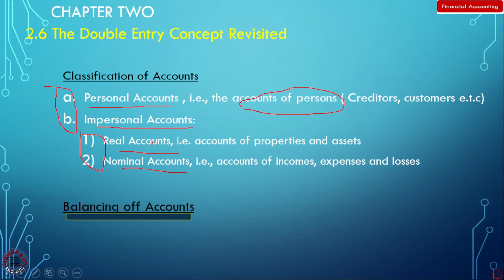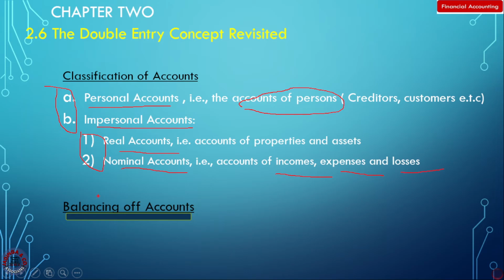So when you talk about real accounts, we are talking about property, we are talking about assets, we are talking about motor vehicles, furniture, machinery. So when we maintain the accounts of such kind of properties, we are talking about real accounts. When we talk about nominal accounts, we are talking about accounts that are not real accounts, and they are also not personal accounts. So nominal accounts will be such kind of accounts like income account, expense account, and losses account.